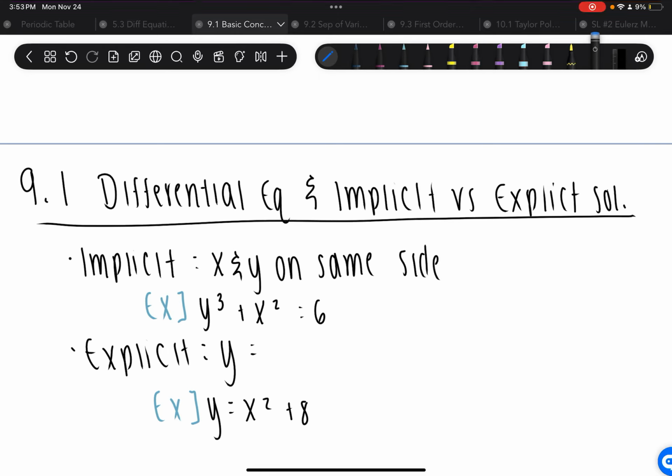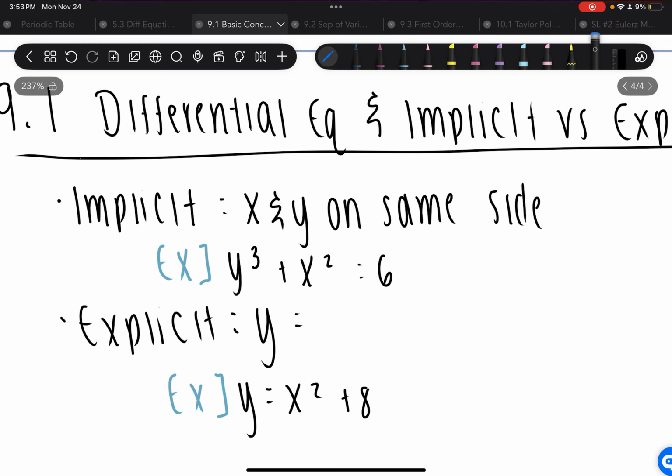Hi, good afternoon. For this review video, I'm going to be going over topic 9.1, differential equations and implicit versus explicit solutions. So we're going to be going over some differential equation basics and review, and then a new concept of implicit and explicit. So first, let's know the difference between them and what they are.